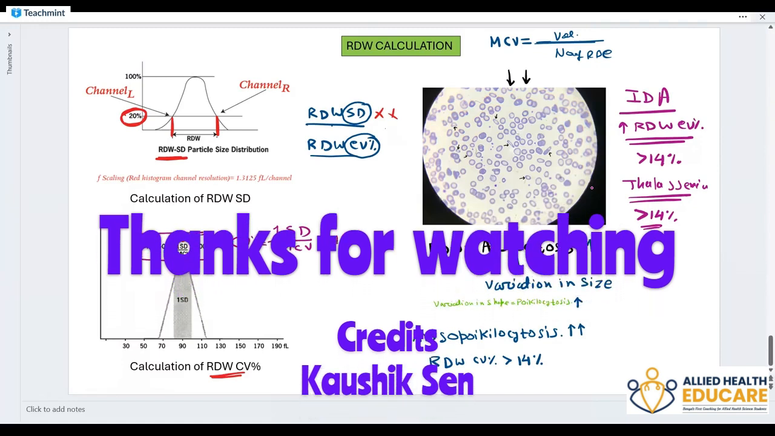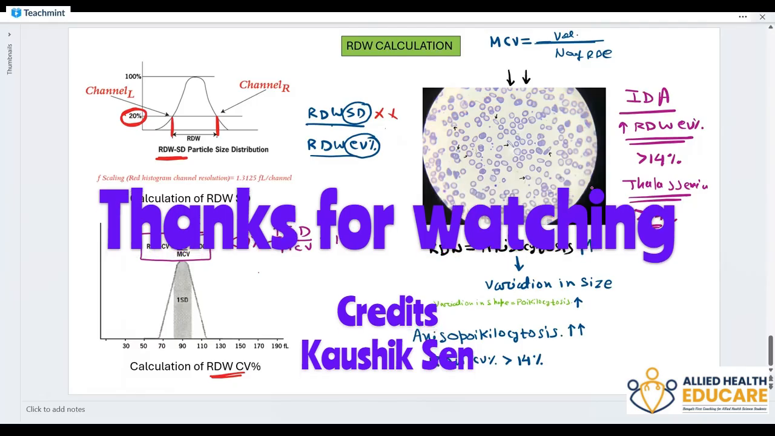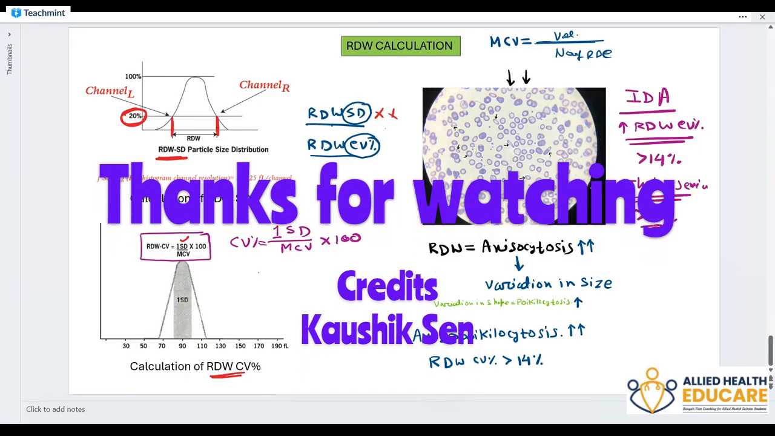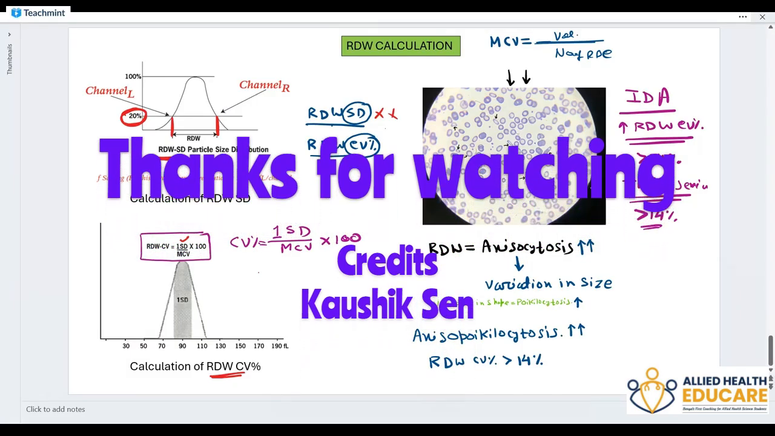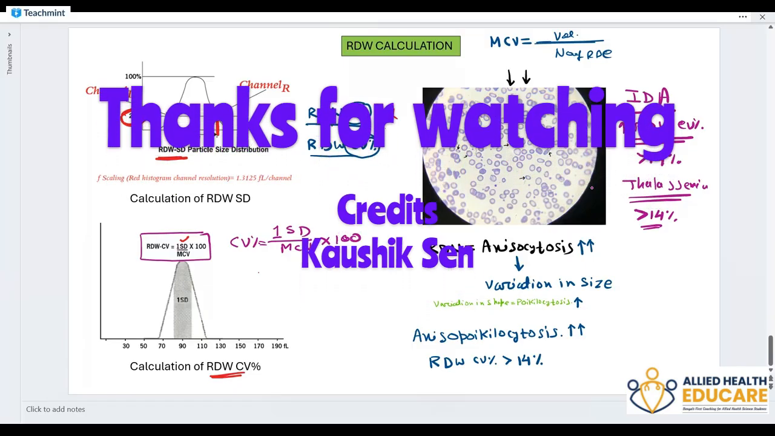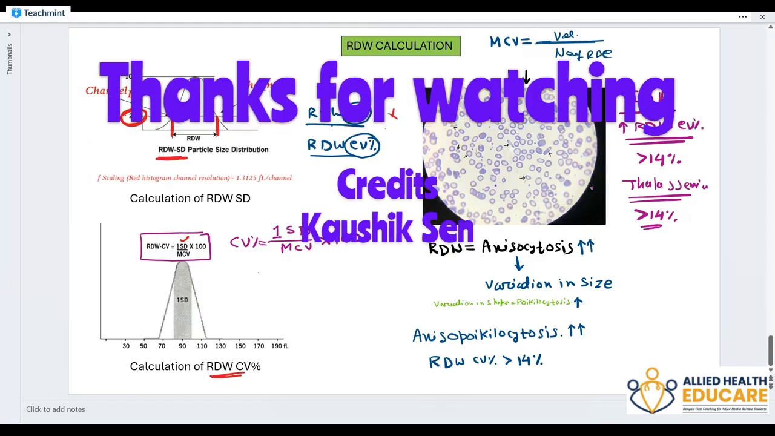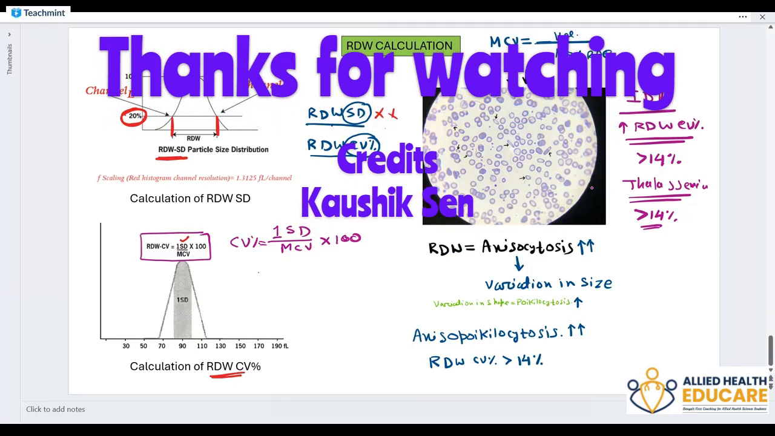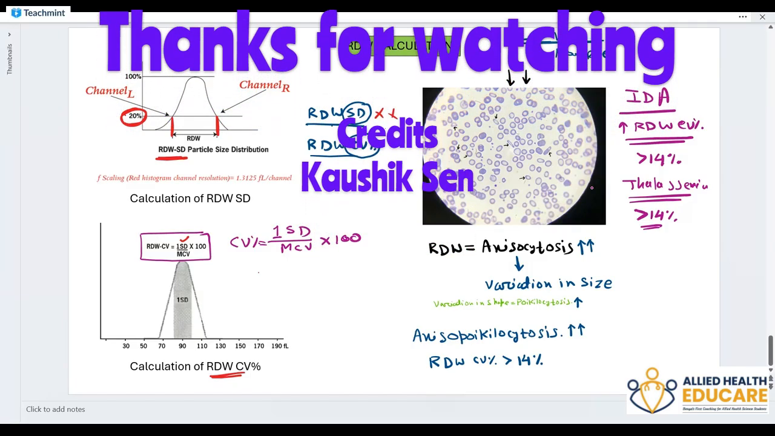So I am concluding today's lecture. In today's lecture I have taught you how to calculate the RDW value, what is anisocytosis and what is poikilocytosis, and how a machine measures the RDW value.